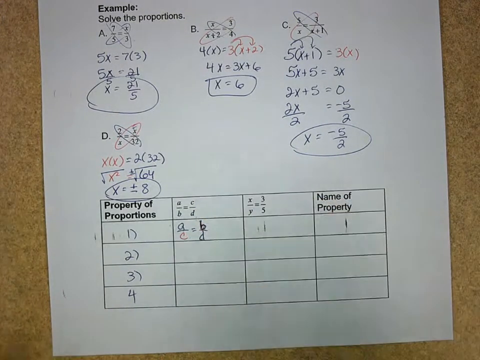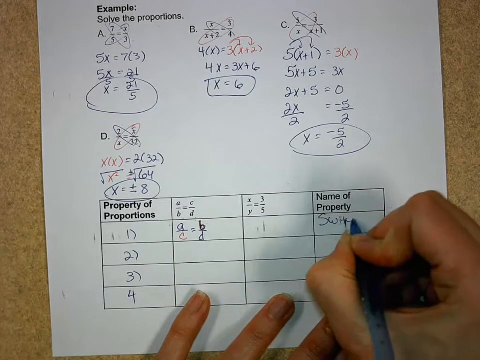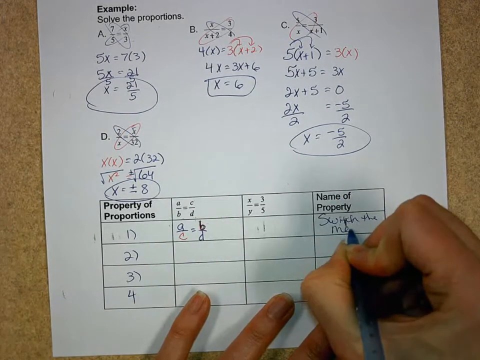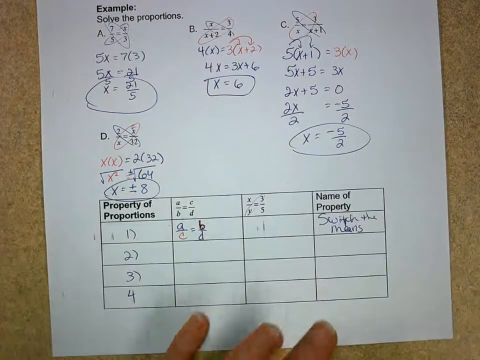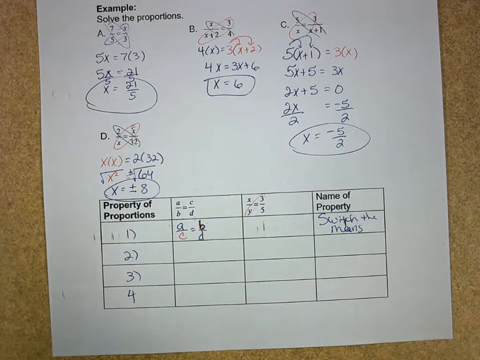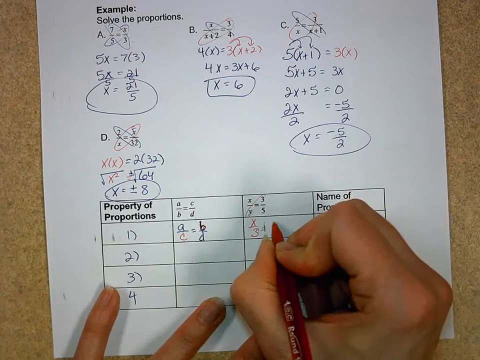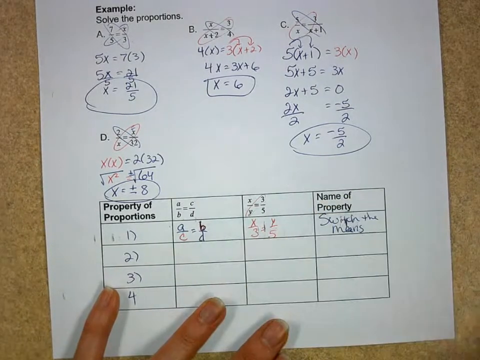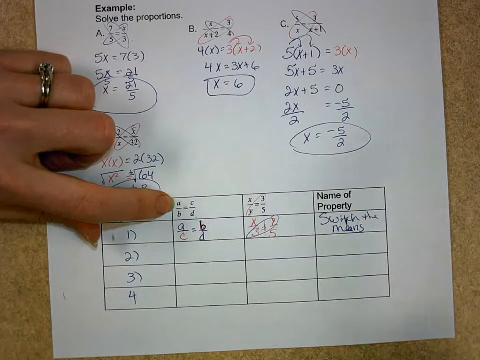That's right, I switched the means. And that's the name of the property: switch the means. And the cool thing is, I can do that here, and I still get a true proportion because my cross products stay the same. So I go here, and I go x is to 3 as y is to 5. Those switched locations. So that's where it came from. Kind of cool. All right, now go back to my original one again.